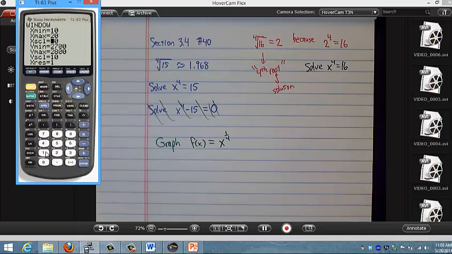I'll put a mark every one. What about y min and y max? Well, why don't we go from 0 to 4? Because we know that f of 16 is going to be 2.